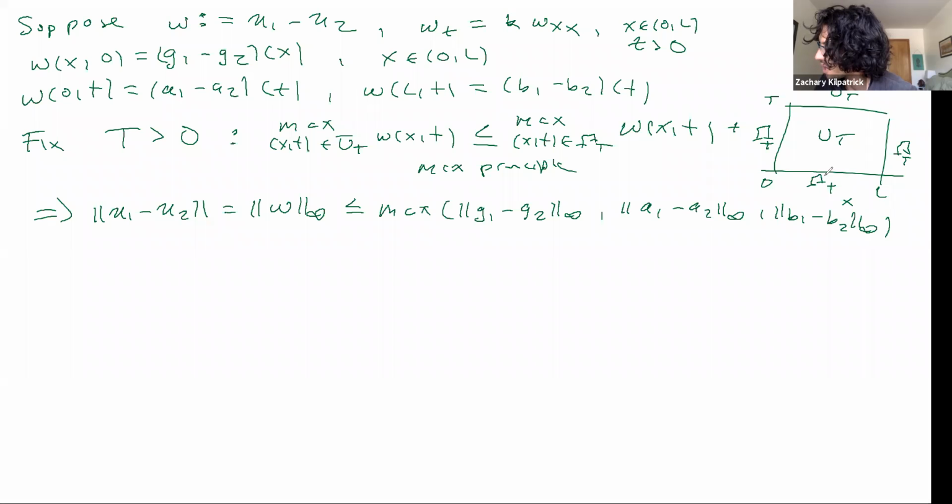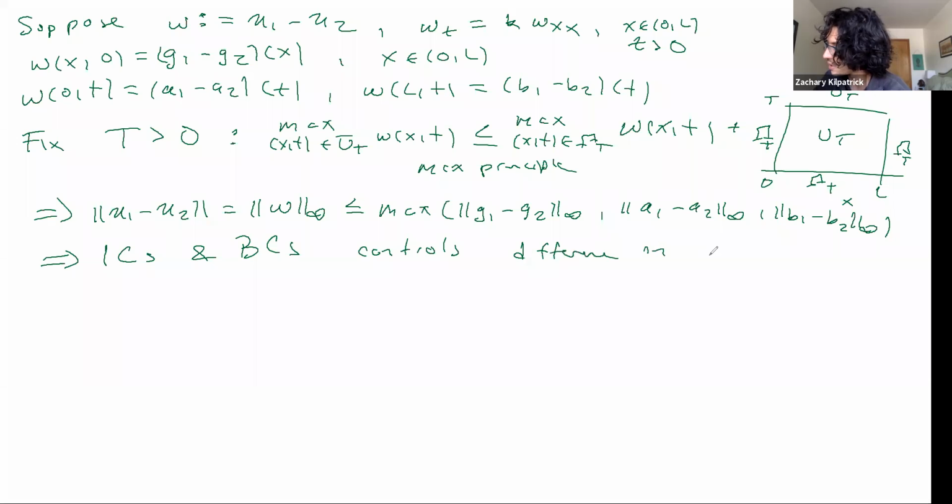In addition, the only way to get a maximum here is either to have it be along this segment of the boundary, this segment of the boundary, and this segment of the boundary, and that's represented by these three terms within this max function, okay? So what this implies is that the ICs and BCs control the difference in solutions. It controls, or you could say it bounds, the difference in solutions, okay?